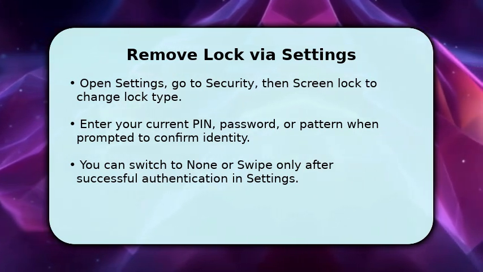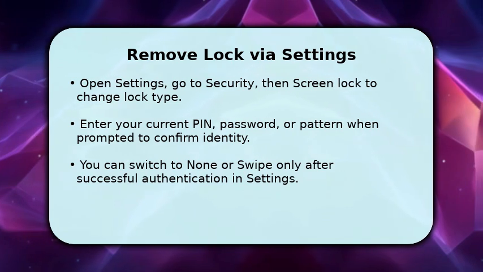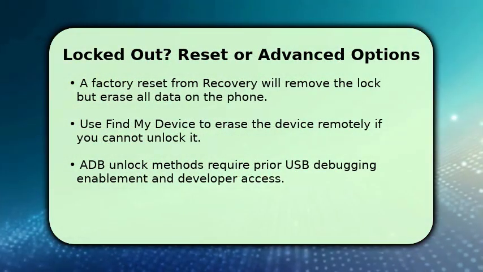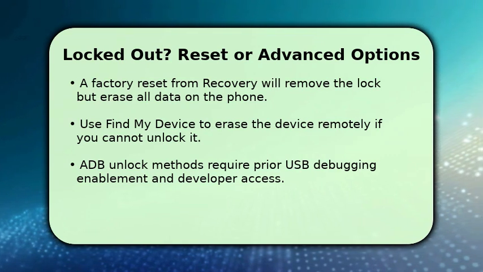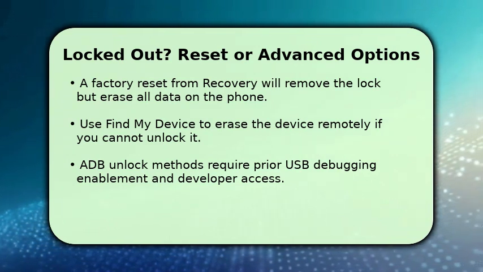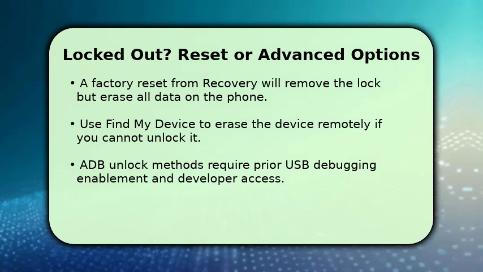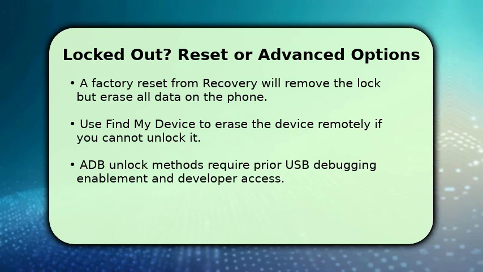If you cannot unlock the phone, a factory reset is a final option that erases all data. Power off the device and enter recovery mode using the device-specific button combination. In recovery, choose Wipe Data or Factory Reset to remove the lock and restore factory settings.